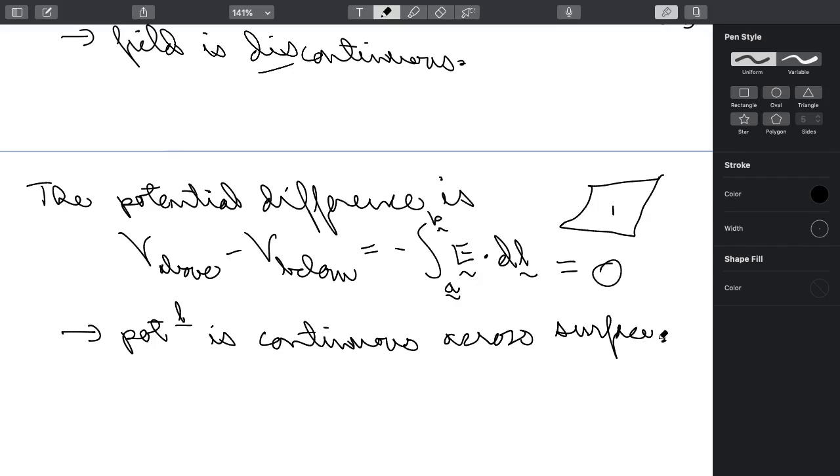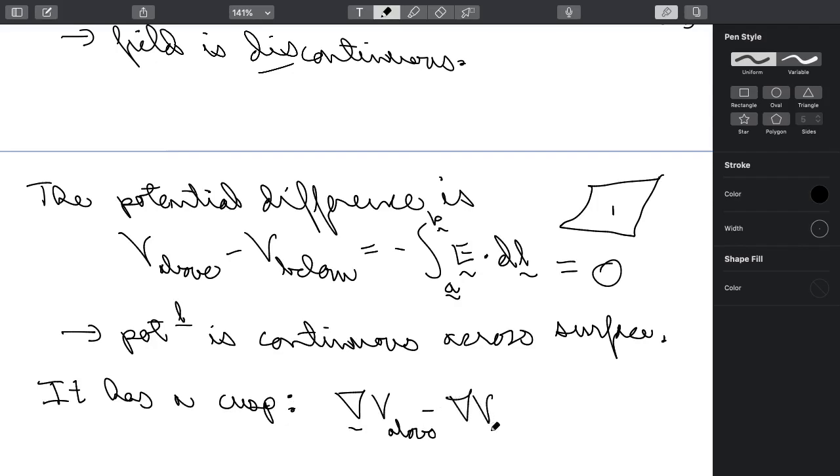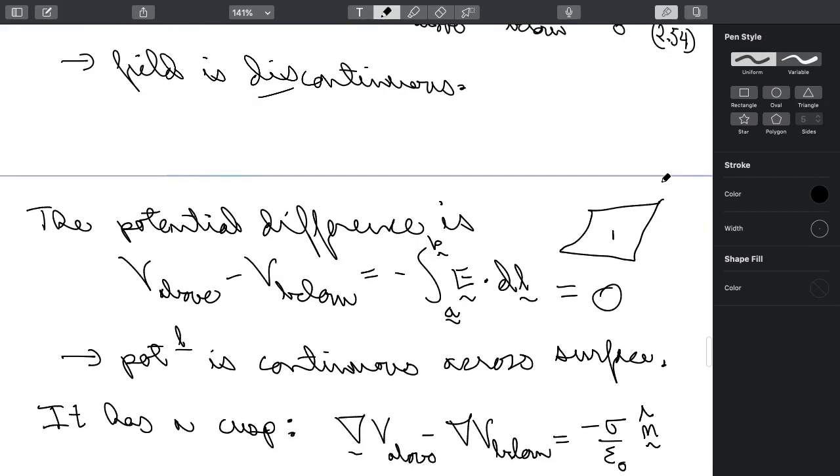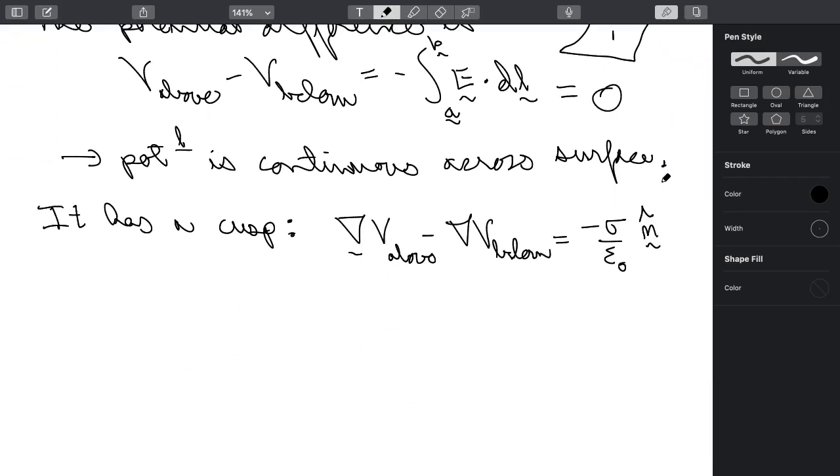And it's easy to write down because the only thing that we have to do is use the representation of the field in terms of the potential. So it has a cusp, namely that the gradient of V above minus the gradient of V below is just the same equation as before, but now with a minus sign: minus sigma over epsilon 0 n hat. This being a vector, remember. So that's what happens at one of these boundaries of the field.